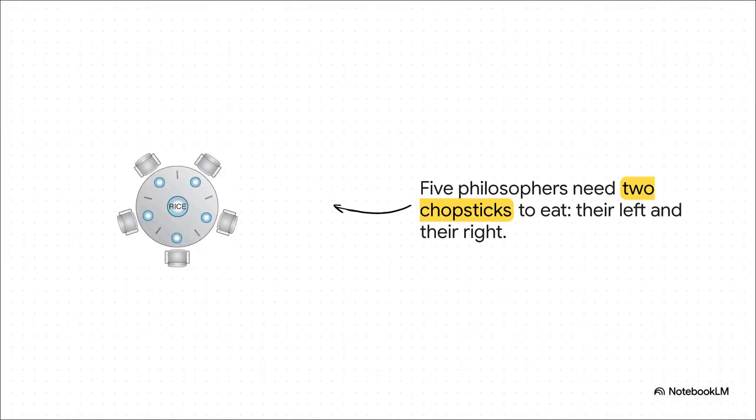Picture this. 5 philosophers are sitting around a circular table. Their life is very simple. They either think or they eat spaghetti. Now, the catch is there are only 5 chopsticks on the table, with 1 chopstick placed between each pair of philosophers. To eat, any philosopher needs to pick up both chopsticks next to them, the one on their left and the one on their right.